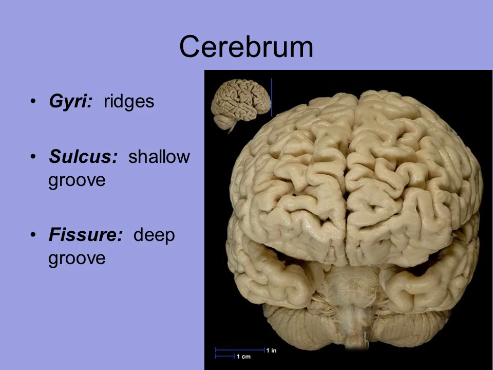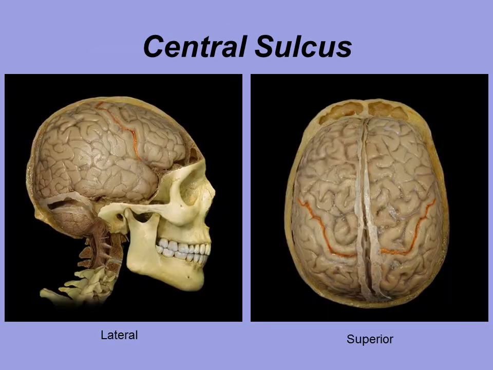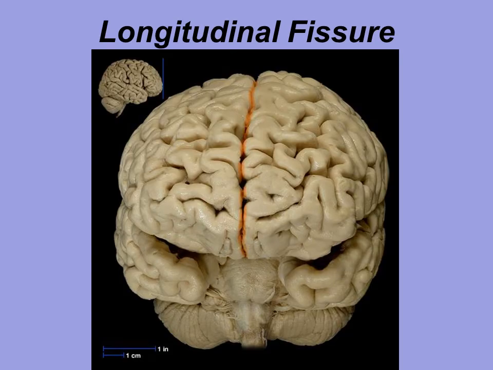You'll notice that the cerebrum has ridges and grooves, and some grooves are shallow, some are deeper, and of course we're going to give them different names. So gyri are the ridges, sulcus is a shallow groove, and if it's a deep groove, it's called a fissure. The lateral sulci here is highlighted with the orange color. Remember, your terms will help you with the location of it. The central sulcus, as you can see as well, and then the longitudinal fissure.